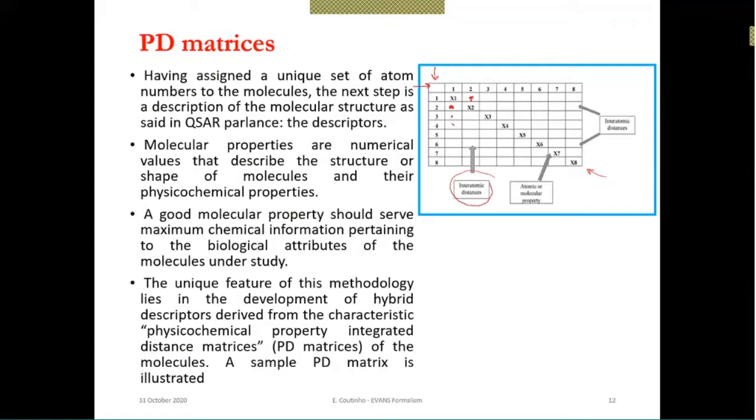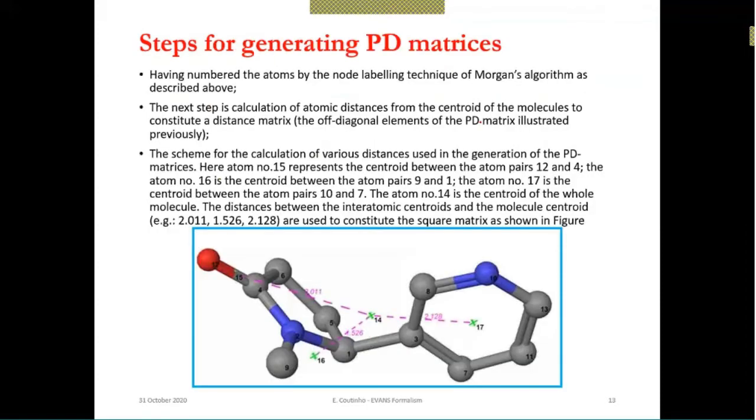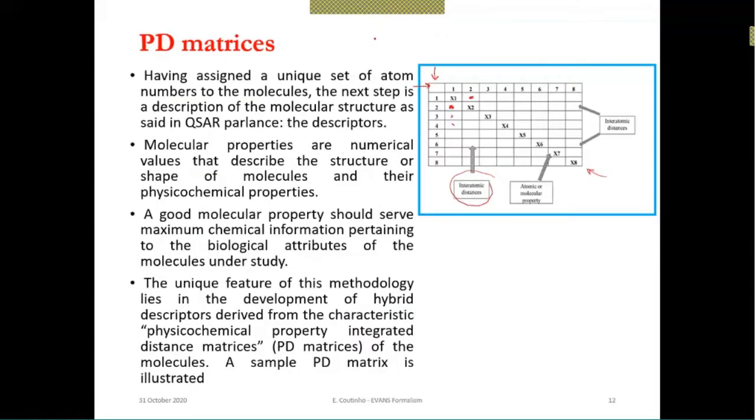However, if we have molecules which have a large number of chirality, then you'll begin to see that the off-diagonal elements are not the same. And I'll explain that a little later on. The first important thing is how we calculate these distances between the atoms. How do we calculate the distance between atom number 1 and atom number 3 out here?